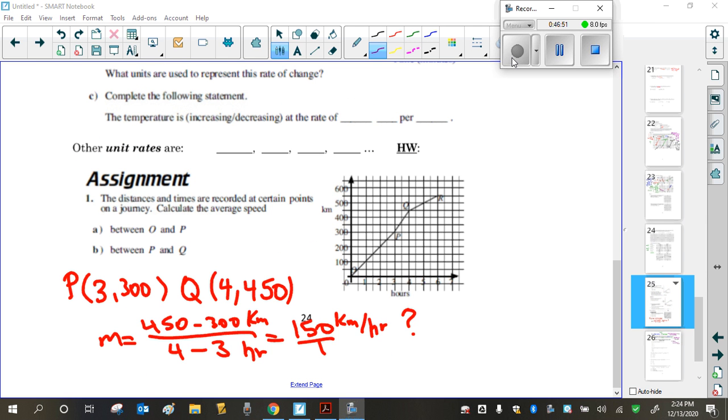All right, let's clean it up. Grand finale. Number one, bottom of page 24. We're looking for the average rate of change between P and Q. So we write the point P and the point Q, and then we find the slope of those points, including the unit, so you don't forget the unit rate. So that's 150 kilometers an hour. They are driving 150 kilometers an hour.